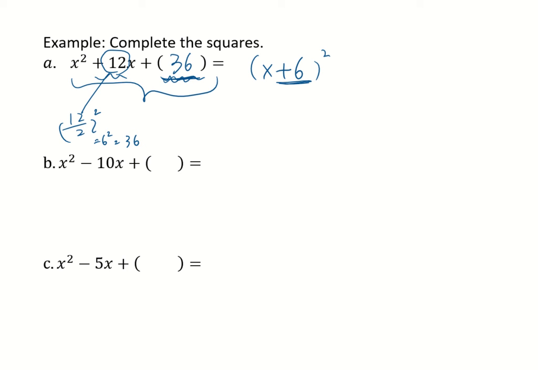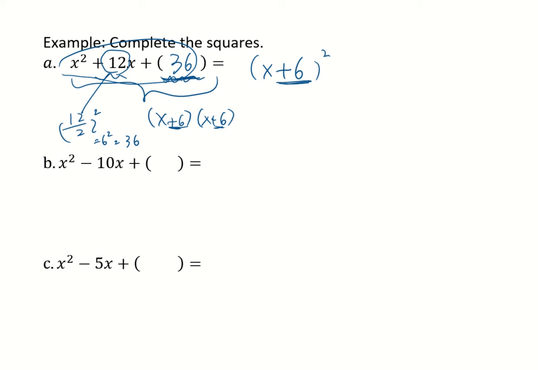If you don't believe me, you can try to factor this trinomial. If it is factorable, it will be in this form. You're looking for two numbers here. They multiply to be 36. They add up to be 12. It will be positive 6 and positive 6. So it's x plus 6 squared. That's for A. Now let's look at B.